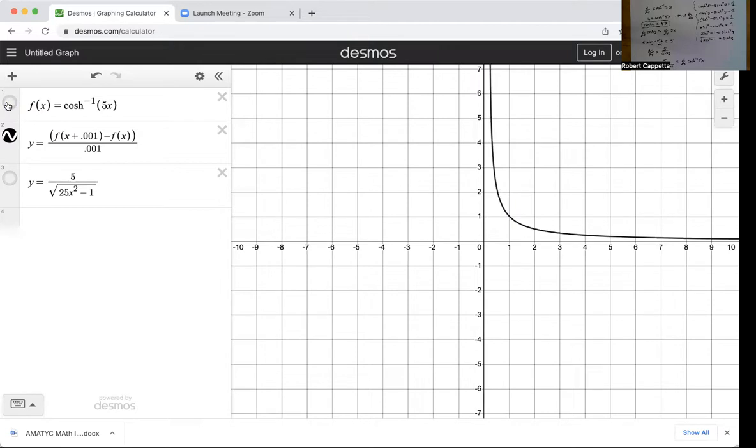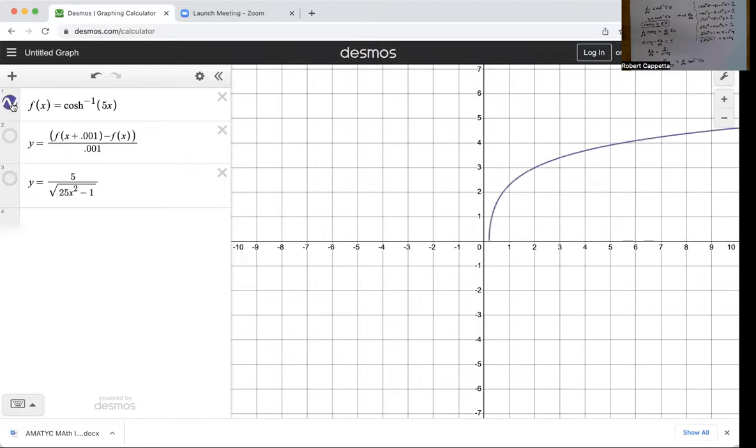Now, again, recognize my original function here. The slopes of the tangent are always positive. Notice my computer-generated version of the derivative, again, always positive.